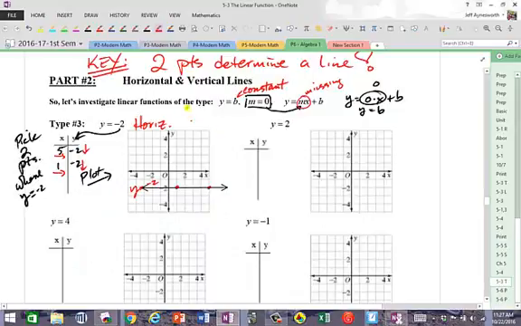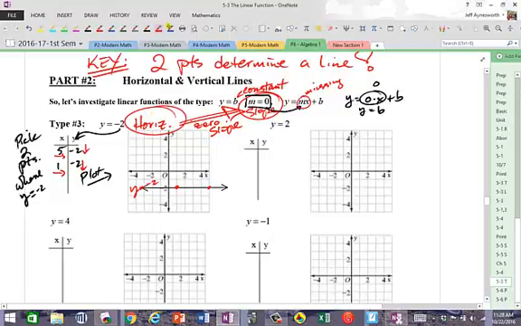When I say m equals zero, that makes sense because horizontal lines have zero slope. Zero slope. You should know that. We learned that in section one. Horizontal lines always have zero slope. So let's keep on doing this and let's get some experience.